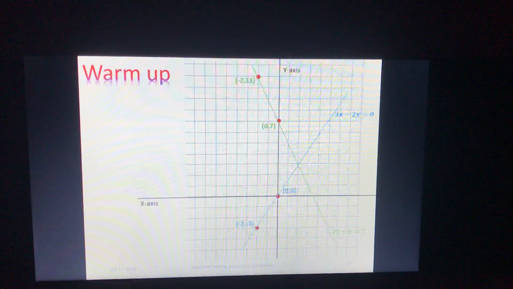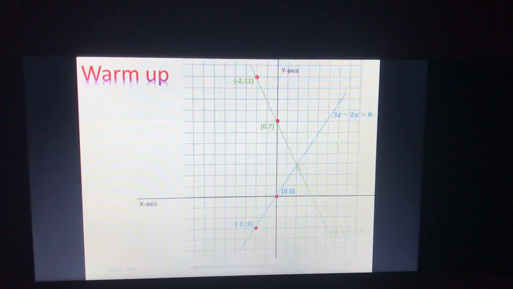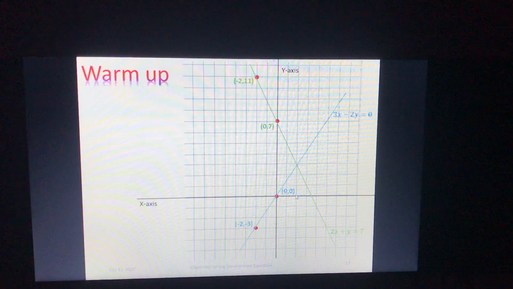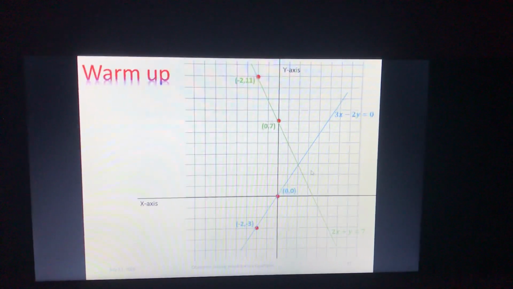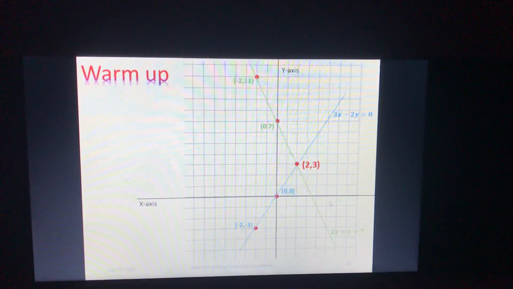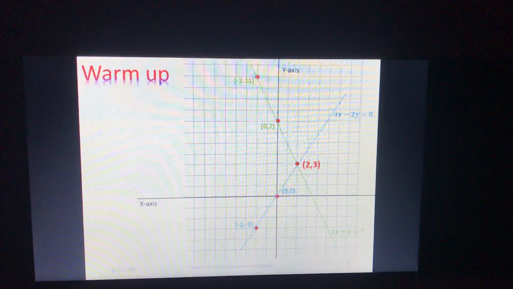Now, find the coordinates of the intersection point where the two lines actually meet. So you start always from 0, 0, and x, since we're going to the right, it's positive, 1, 2. So x is 2, and then you're going up, so y is positive as well. So 1, 2, 3. So it's 2 and 3, and that is the solution of the simultaneous equations.